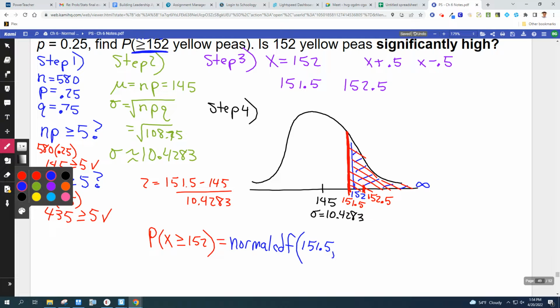Well, we can't type infinity in our calculator, so just type in something really big. I like a bunch of 9s. Typing in a bunch of 9s is kind of simulating infinity in our equation. And then we type in the mean, and then we type in the standard deviation. So type that in real quick. If you've got your calculator, do that. If you don't have a calculator, you're going to type it into that website, the normal probability distribution.